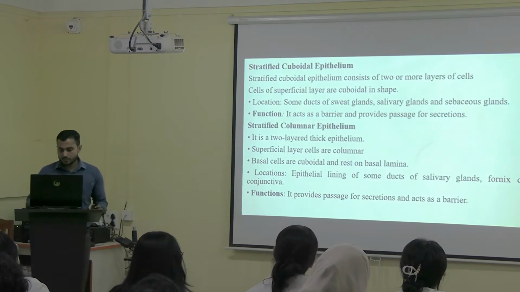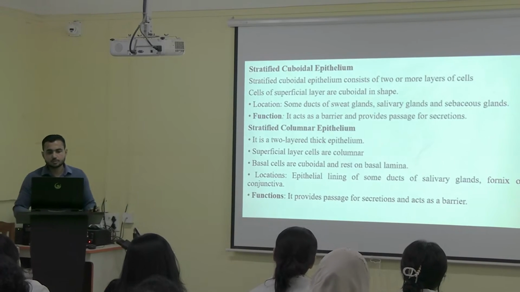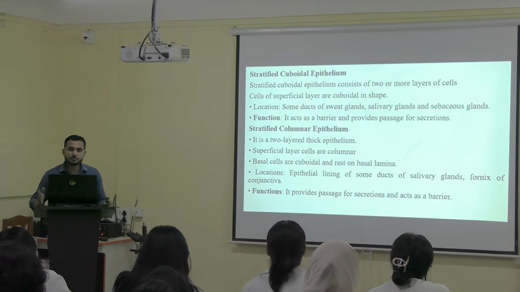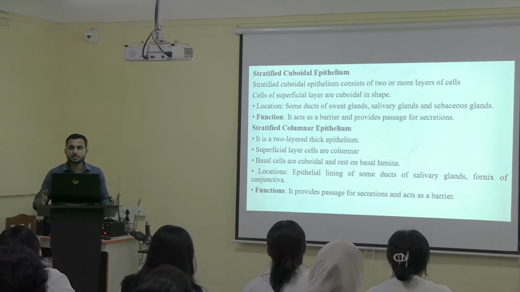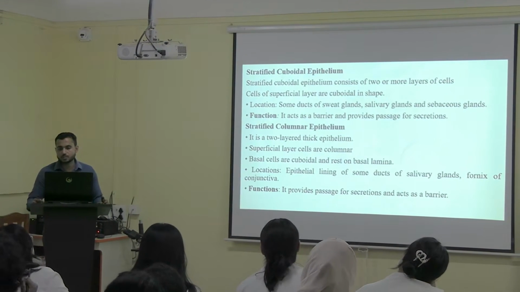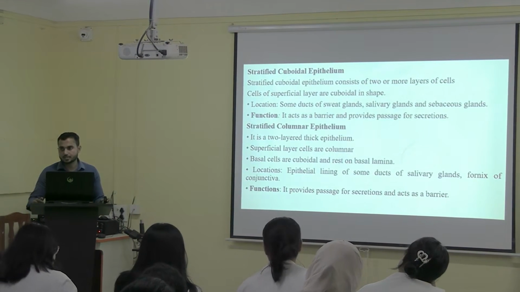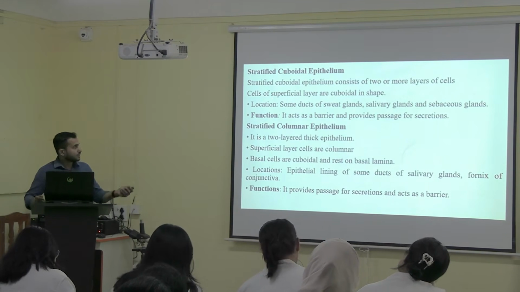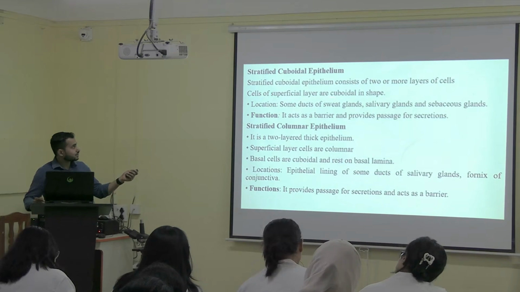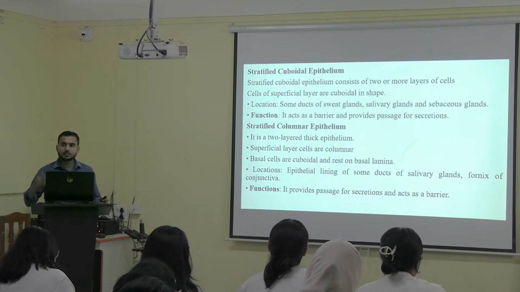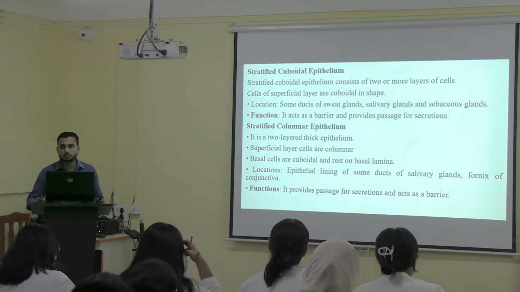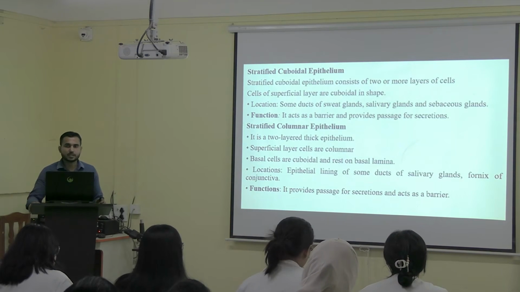Next is the stratified cuboidal and stratified columnar. In case of stratified cuboidal, multiple layers of cuboidal cells are there. More than 2 layers of cuboidal cells are present. Here the superficial cells are cuboidal and the surface cells are also cuboidal. Both the layers are cuboidal in nature.